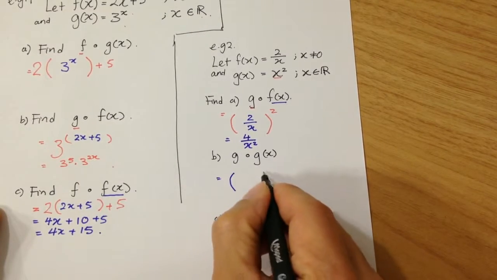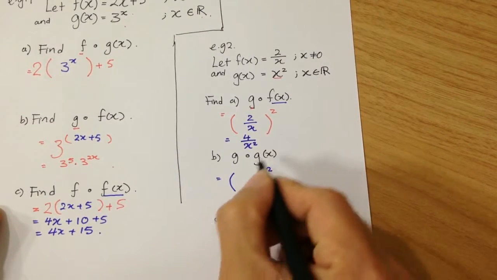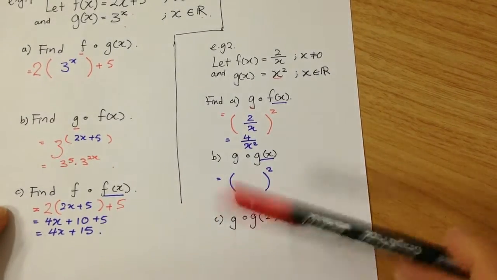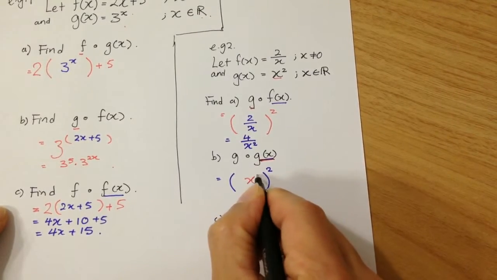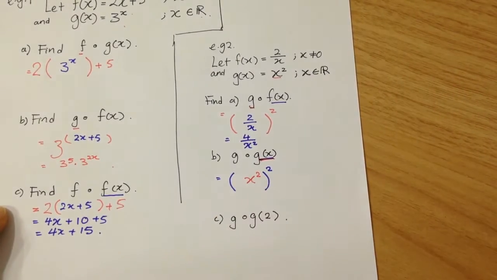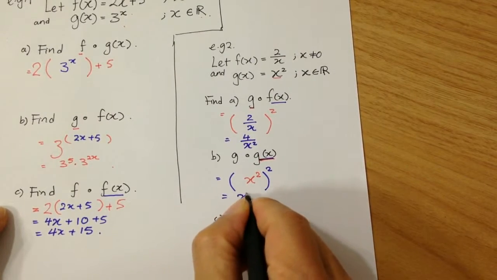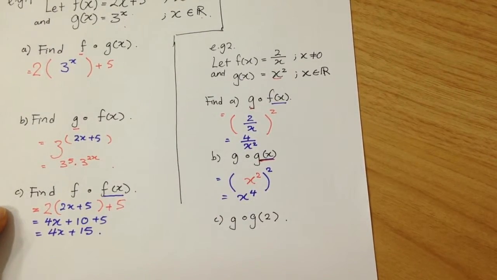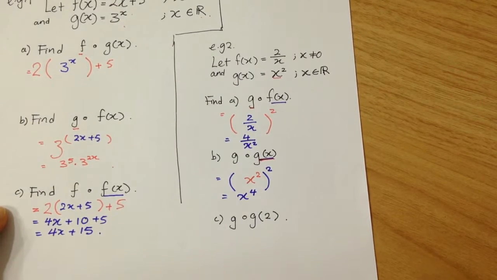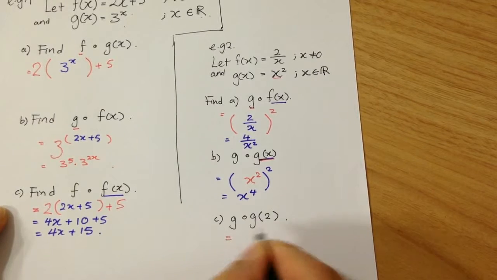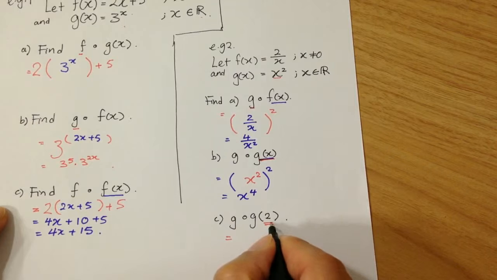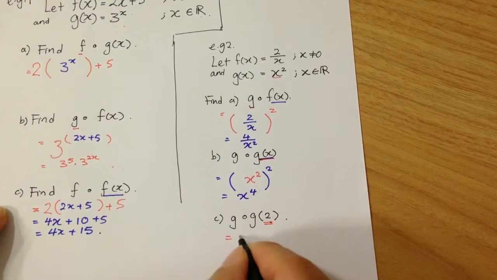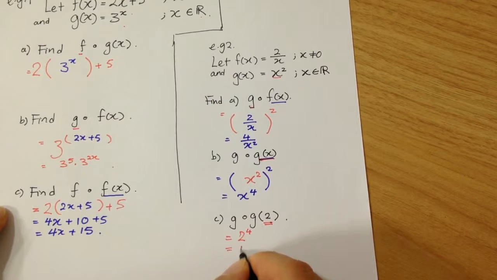Next, g of g of x. So again, big bracket, square, and inside I'm going to write g of x. G of x is itself x squared. So the answer in this case is x to the power of 4. All right, please recall your index laws. The last one is g of g of 2. Well, we have just worked out g of g of x, so we basically replace x with 2. So it's 2 to the power of 4. That's 16.